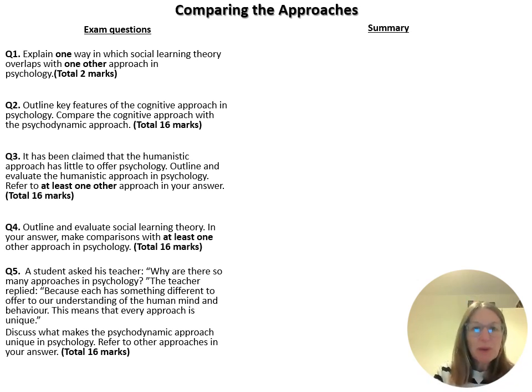Explain one way in which social learning theory overlaps with one other approach in psychology. So it's 2 marks. Social learning theory, comparing it with one other approach in psychology. So you want similarities in that one. I would probably say the social learning theory, because it's come out of behaviorism, is similar to the behaviorist approach. You could also do that with the cognitive. Just be wary there that the learning theory and behaviorist approach are both learning theories, but I think you'd get away with that.